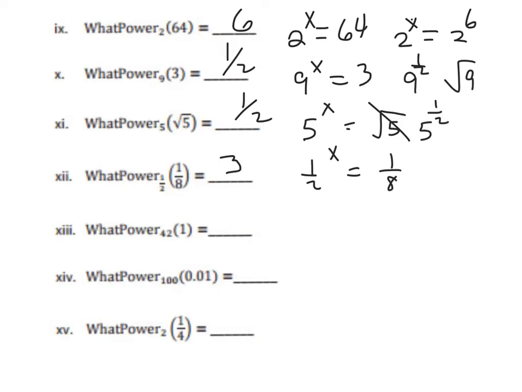Okay? 42 to what power gives me 1? We saw this in the last lesson, and we know that basically means 42 to the 0 power. Anything to the 0 power is 1, so your answer is 0. Then 100 goes into 0.01. Well, you guys got to recognize 0.01 is 1/100th. So 100 to what power is the same thing as 1 over 100?